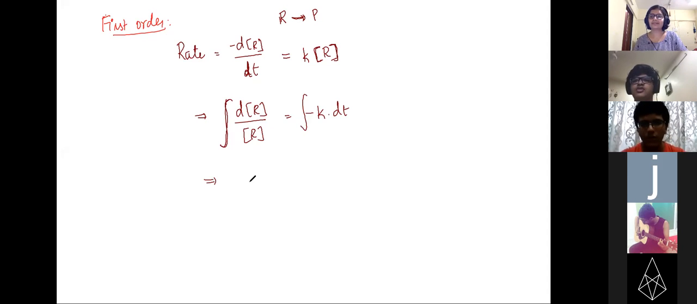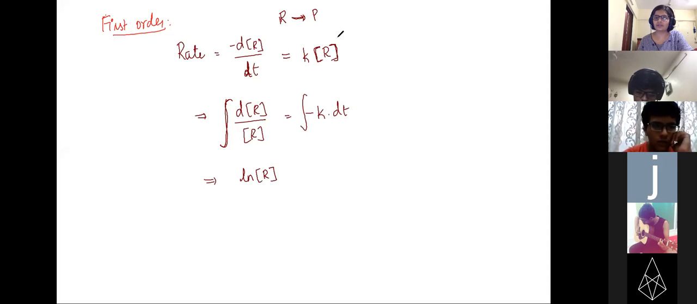Will it be log of r? Will it be log or ln? Log to the base e, yeah, that will be log. Ma'am, isn't that k into r naught? Not yet, r naught. This is the rate of the first order reaction, so how it varies with respect to time depends on the concentration of r raised to the power 1. So we haven't reached there yet.